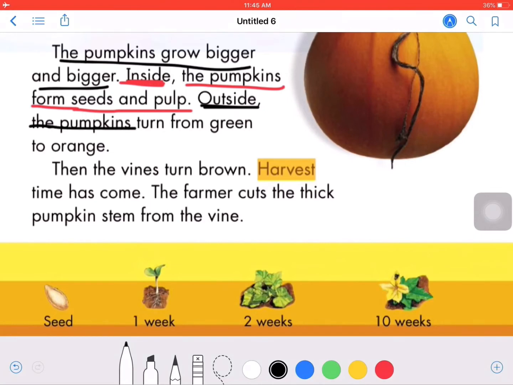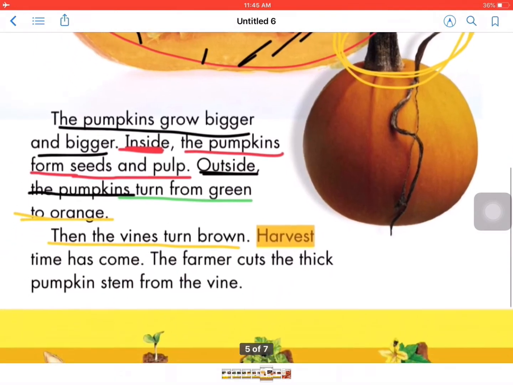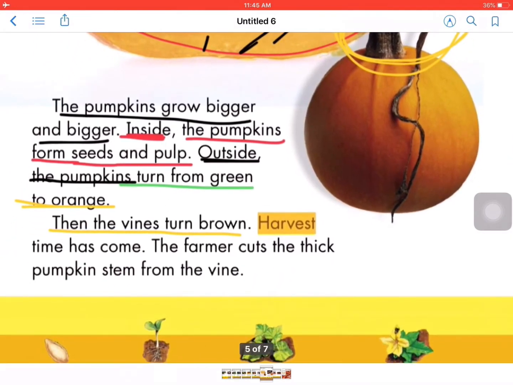Outside the pumpkins, what happens? They turn from green to what? To orange. Turns from green to orange. Then the vines turn brown. Here's the vine. Can you see this is the vine? What will happen? It turns brown. That means now it's good. It thrived.